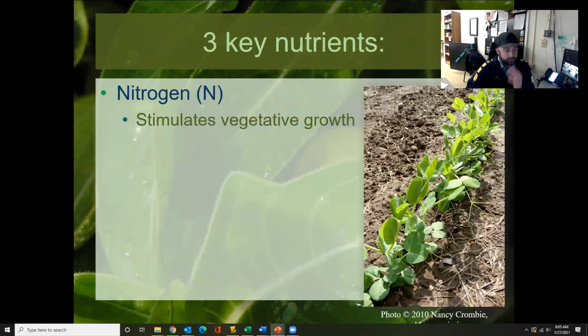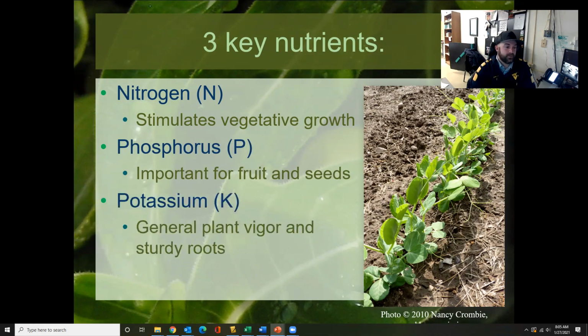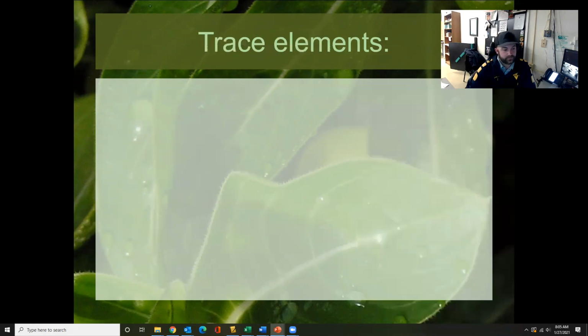So our key 3 nutrients, we have nitrogen, which stimulates vegetative growth, phosphorus, which is important for fruits and seeds, and potassium, which is general plant vigor and sturdy roots.